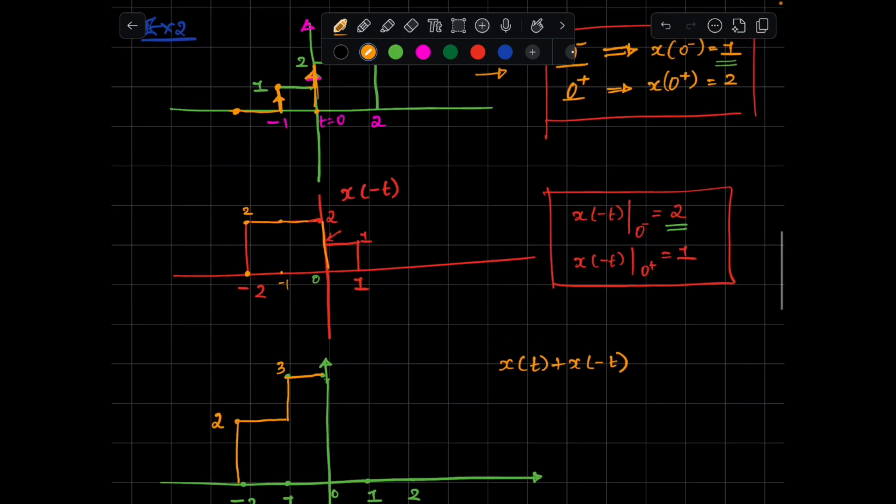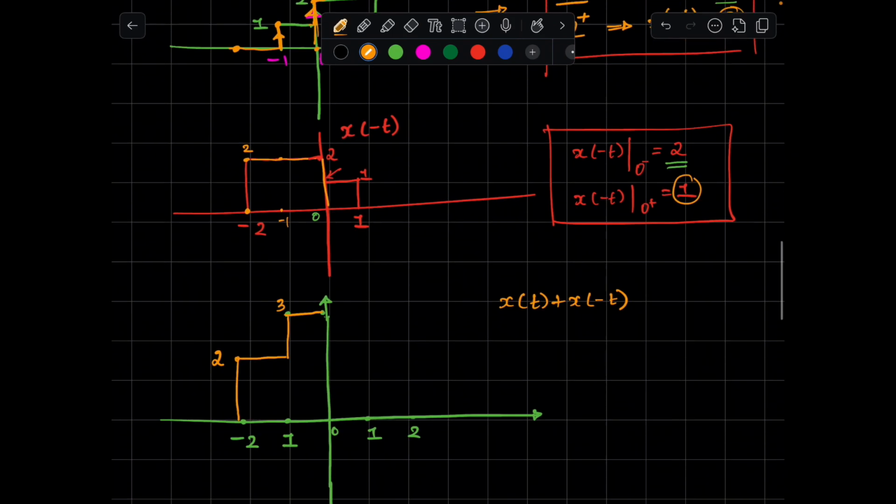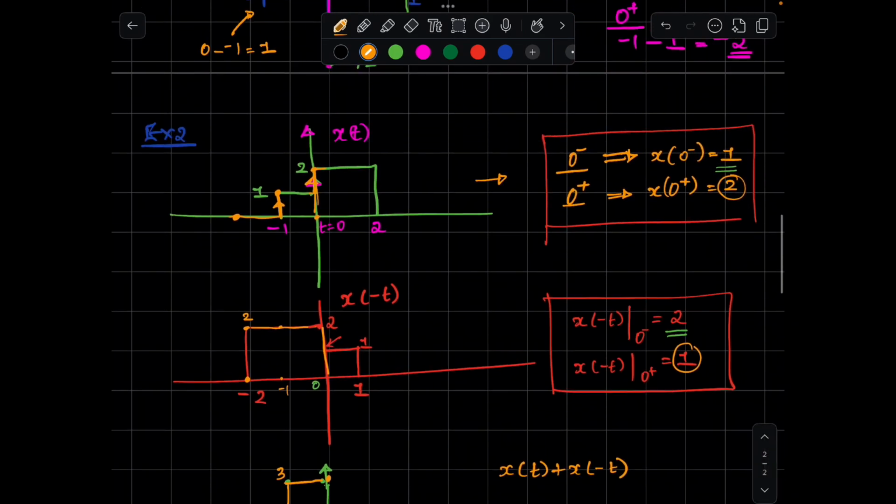We need to see. At 0 plus, the first signal, as I have discussed, is 2, and the second signal is 1. So the total is going to be again 3. Next, we need to see what happens at t equal to 1, because there is no change here, but in the second signal there is a change.